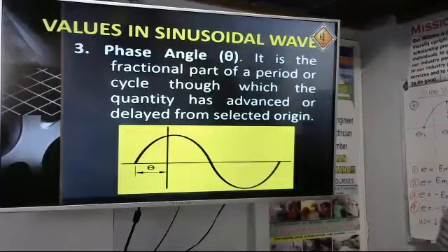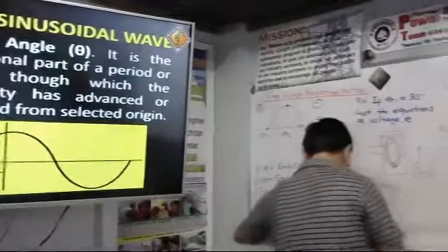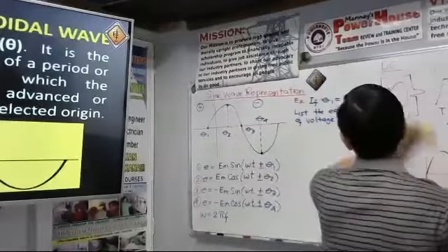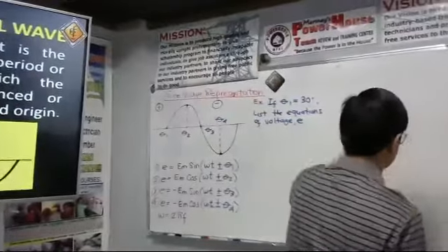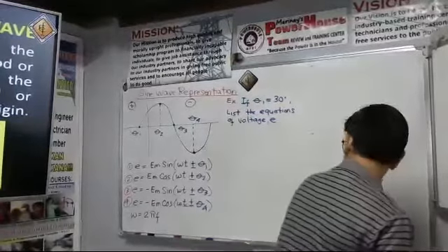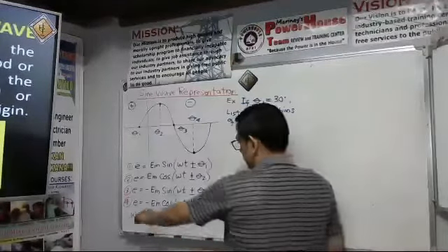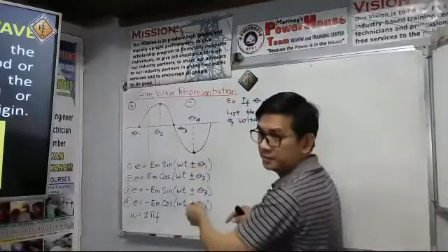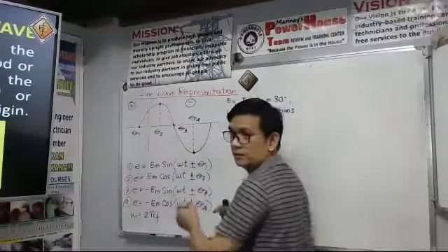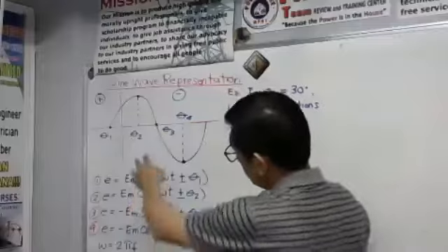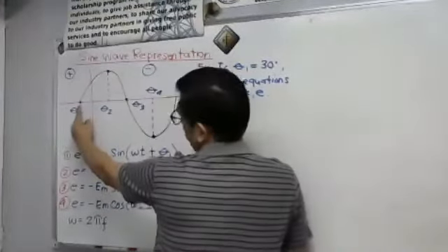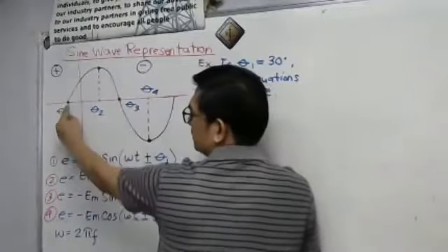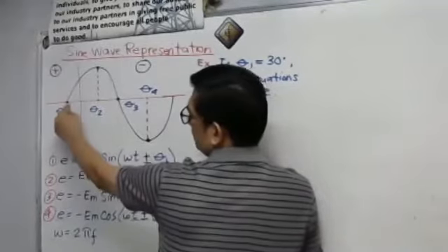Take a look here at my example on the whiteboard. If we have here a sine wave, I call this point the starting point. What is a starting point? This point is not the starting point. This is the starting point. I just call this the starting point.